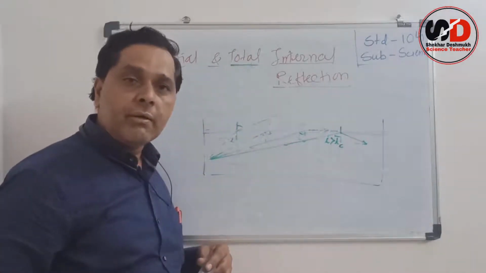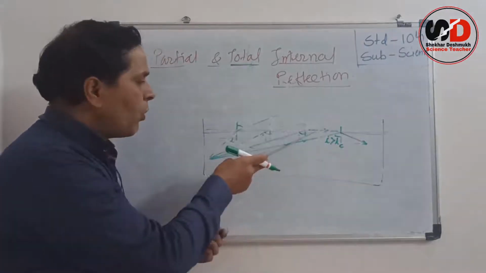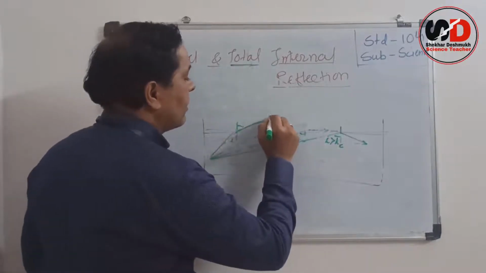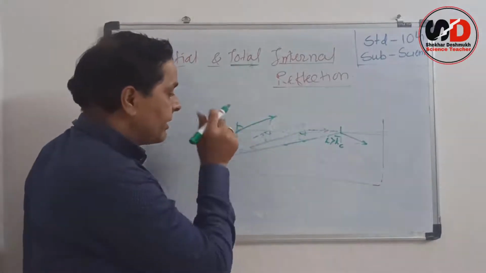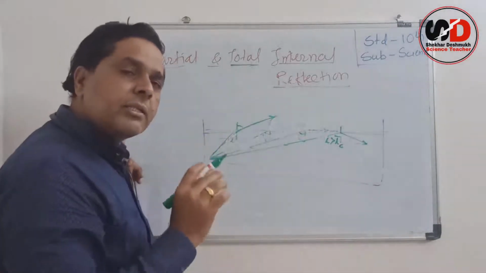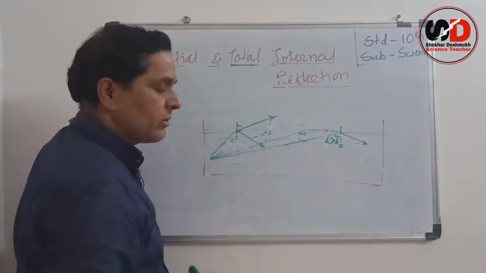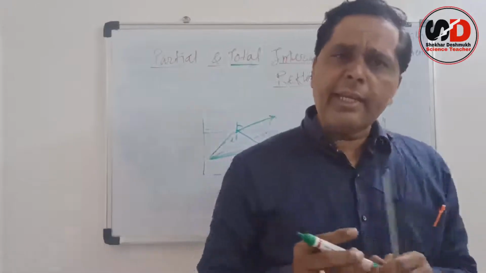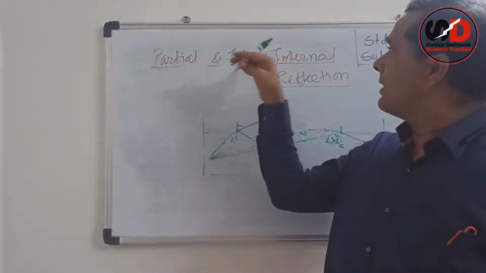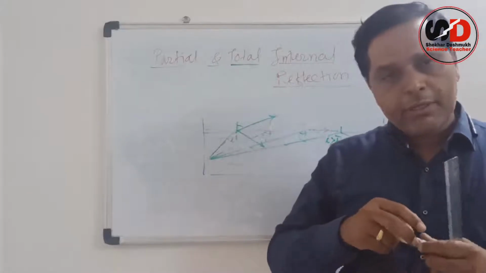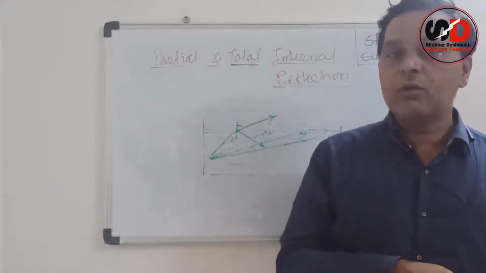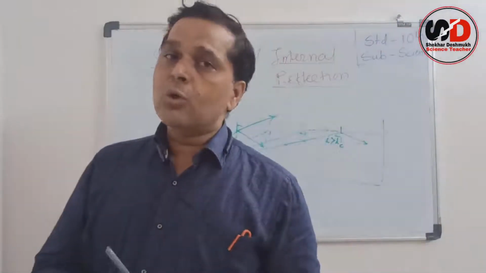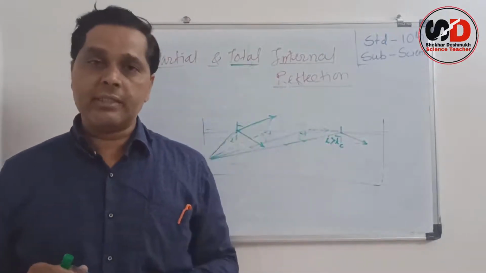So what is partial internal reflection then? For all these cases, the light ray comes in this direction, refraction takes place, but there is partial reflection. Some light also travels back in this medium. So that is partial reflection. So for any angle of incidence, partial internal reflection takes place, but only for an angle more than the critical angle, for that incident ray, total internal reflection takes place.